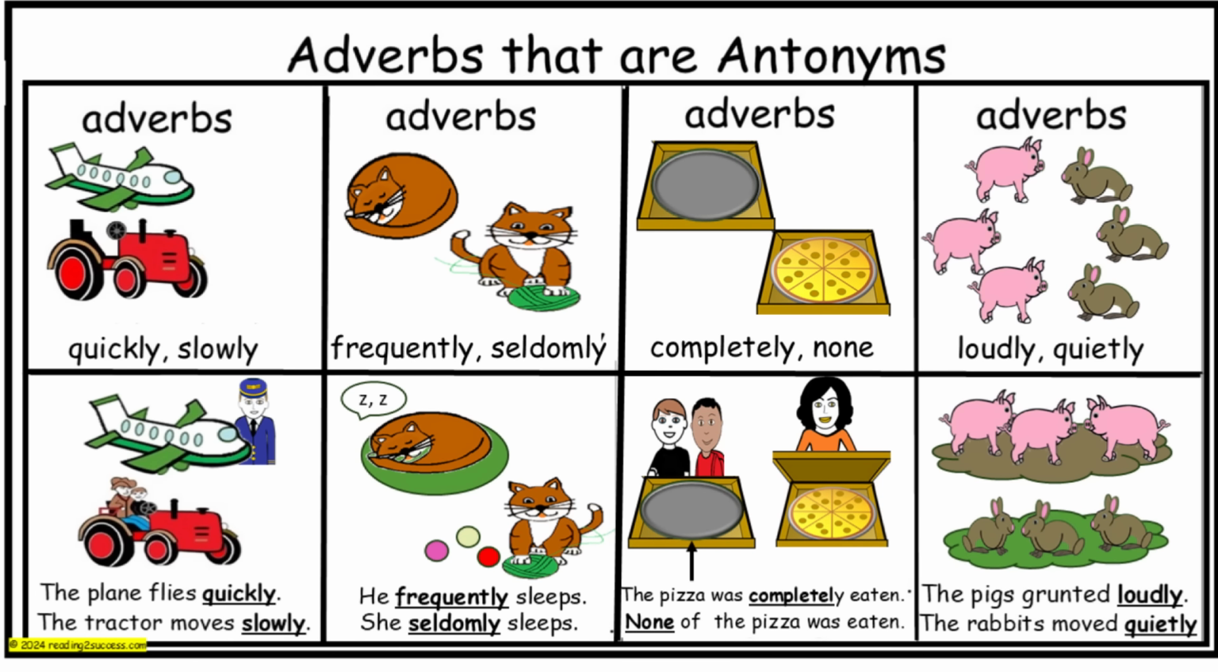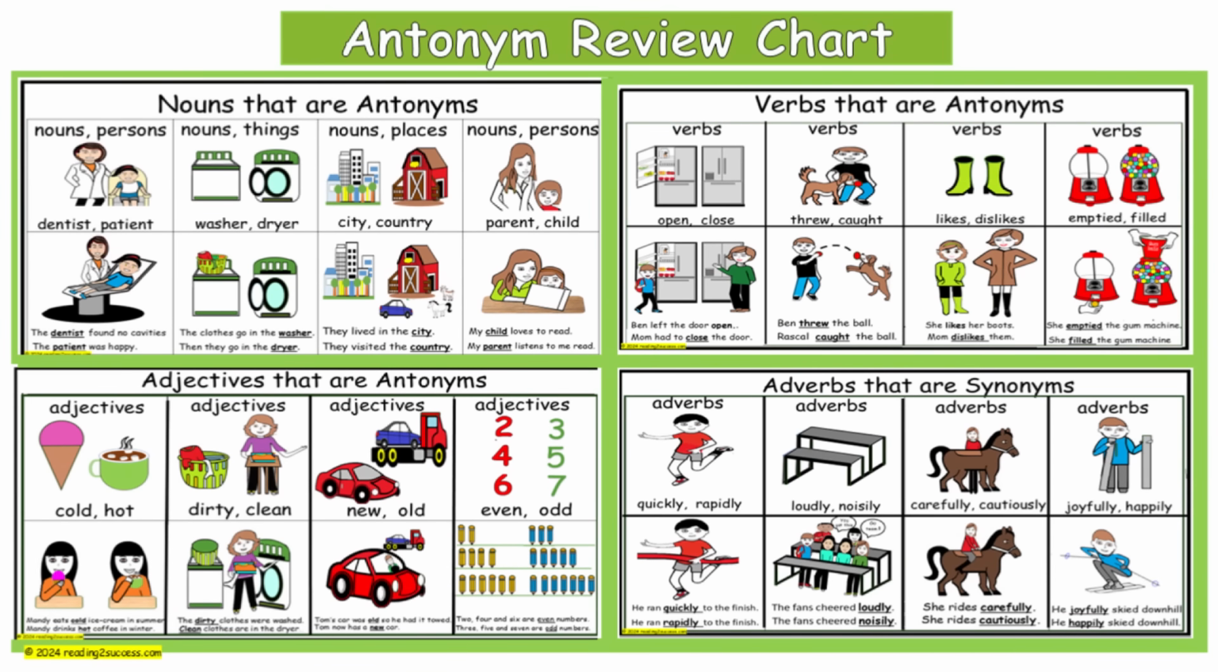The fourth chart is adverbs that are antonyms. Remind kids that adverbs describe verbs. In each of the four examples, there are two adverbs that are antonyms, opposite words. Quickly, slowly, frequently, seldom, completely, none, and loudly, quietly. We end our second section with the antonym review chart.